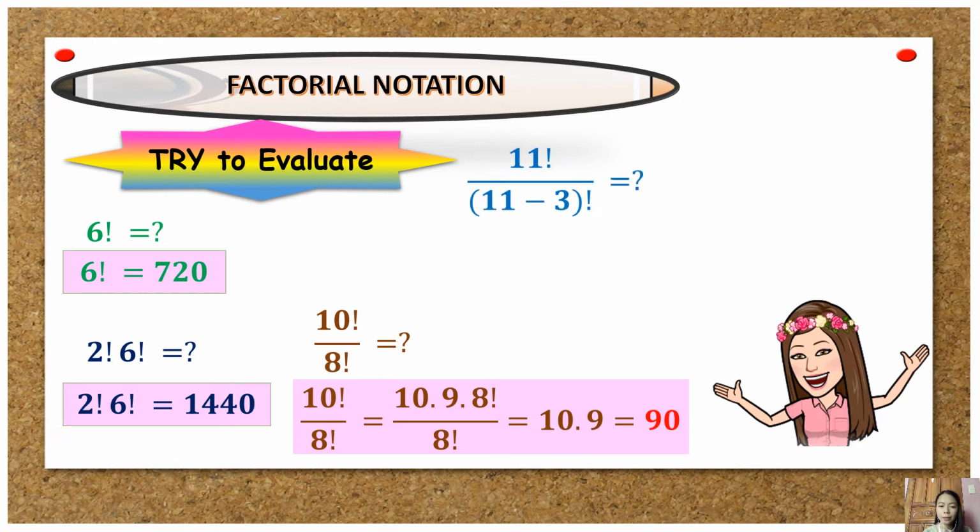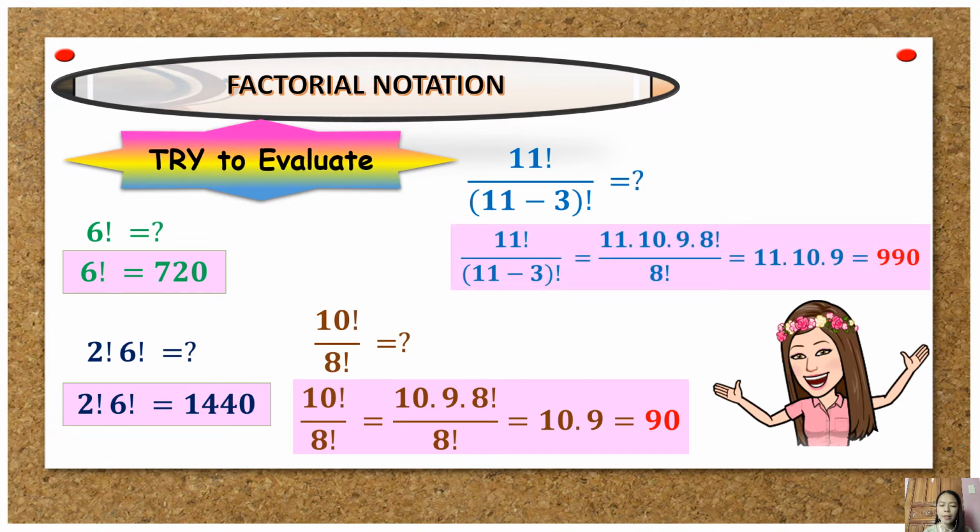Okay, how about 11 factorial over 11 minus 3 factorial? Okay, the answer is 990. Since the common factorial ulit in the numerator and denominator is 8 factorial, cancel mo lang siya. So 11 times 10 times 9 is equal to 990.